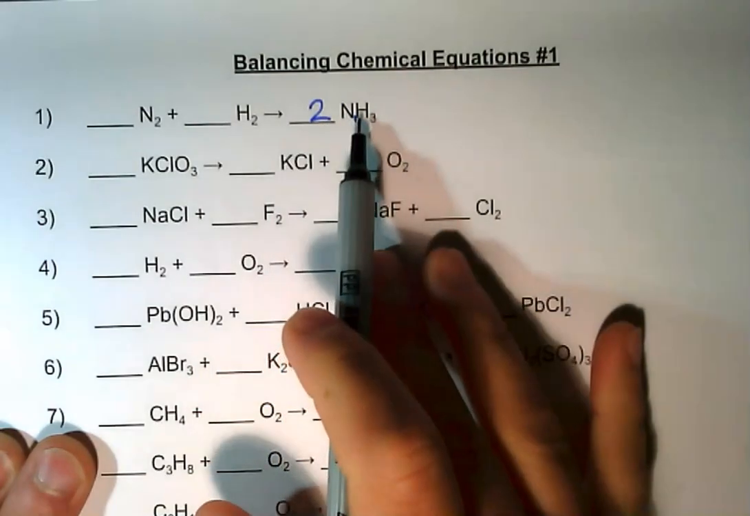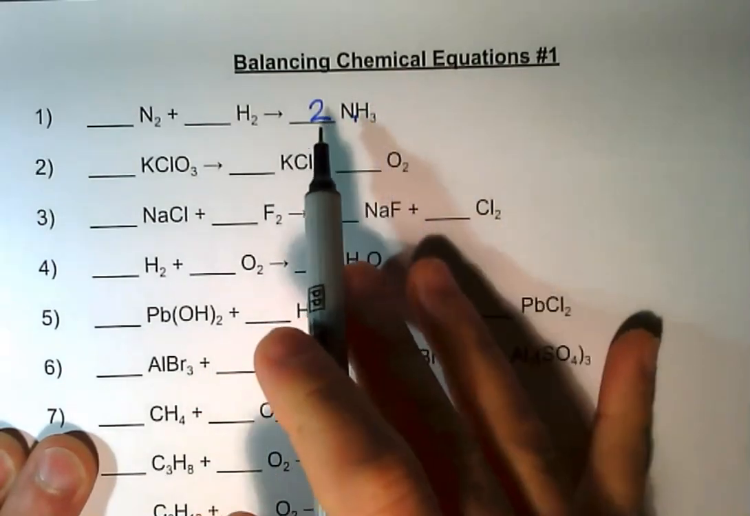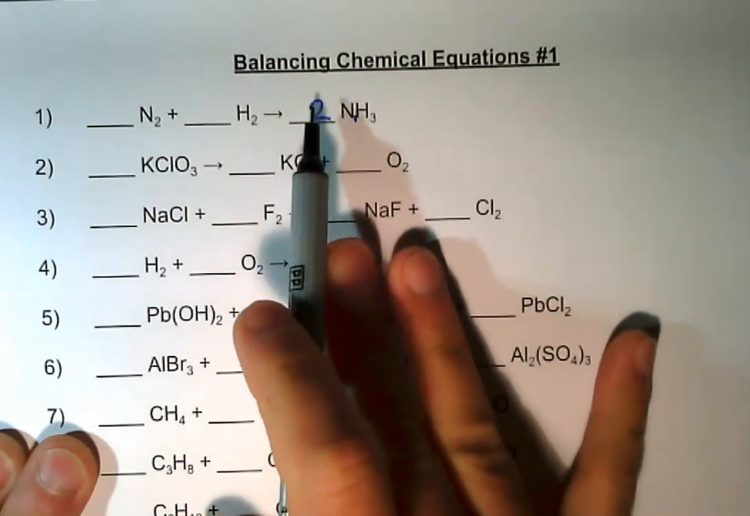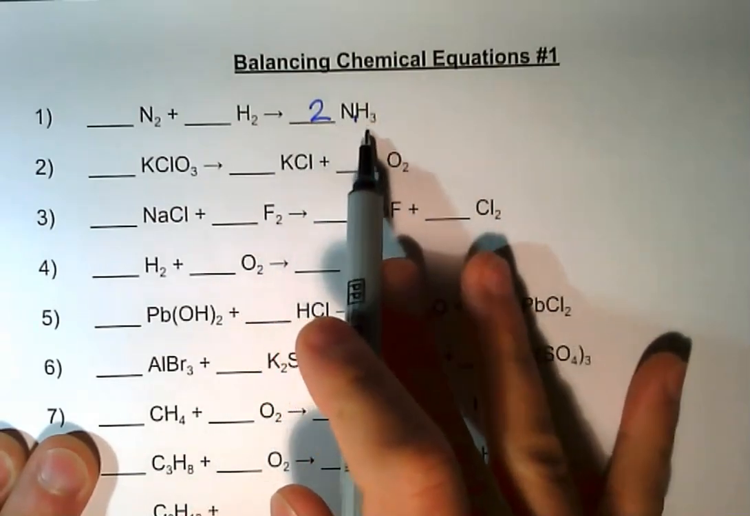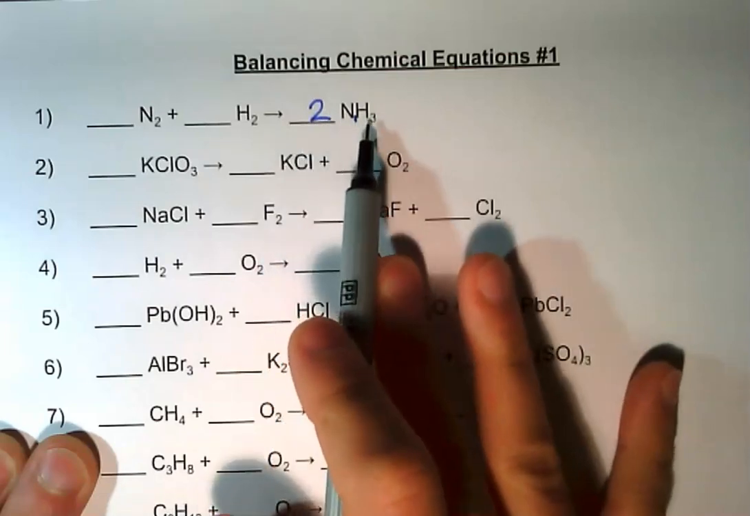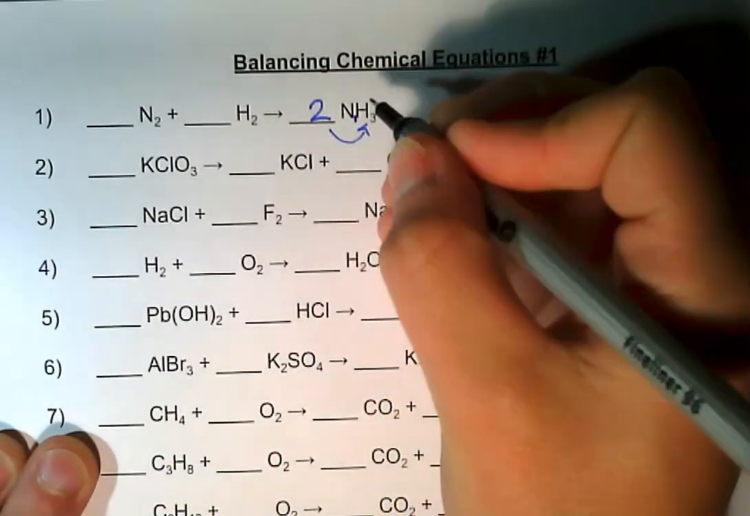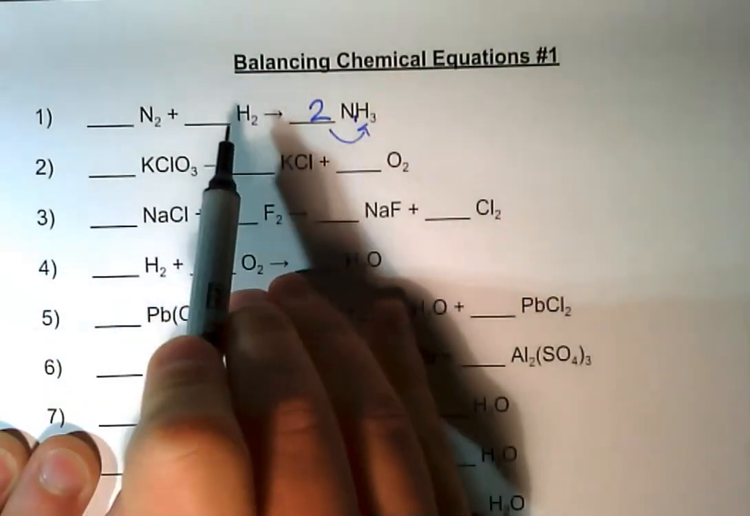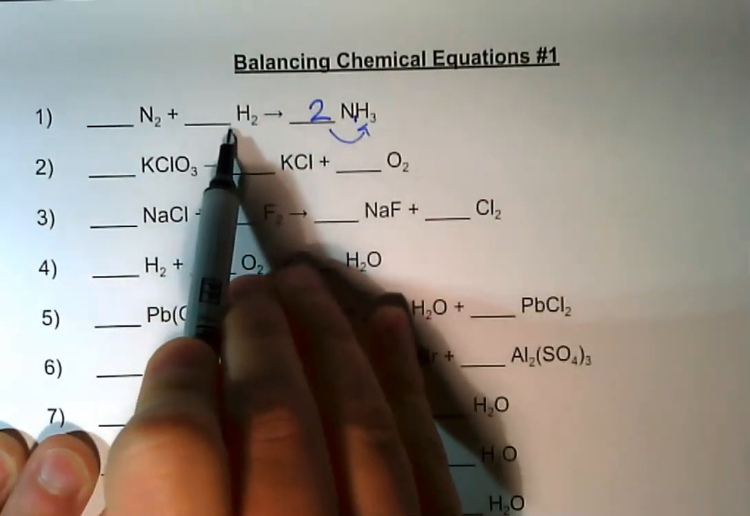Then I notice that hydrogen is out of balance, and now that I put this 2 here, I messed up whatever hydrogens I had originally. I don't have 3 on the product side anymore. Now I have 2 times 3. So I have 6 hydrogens on the product side. So I need to make 6 hydrogens on the reactant side.